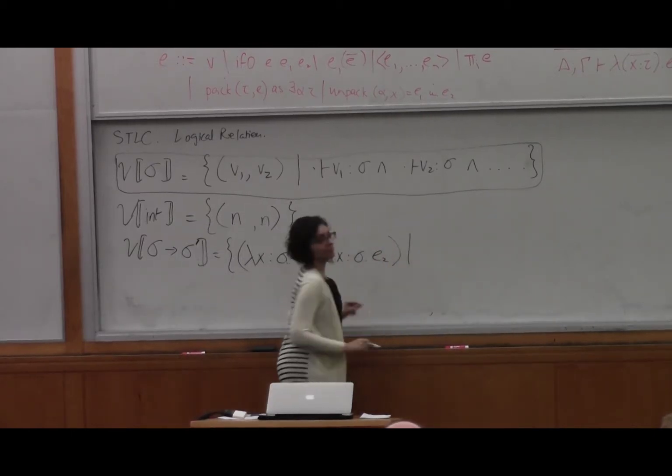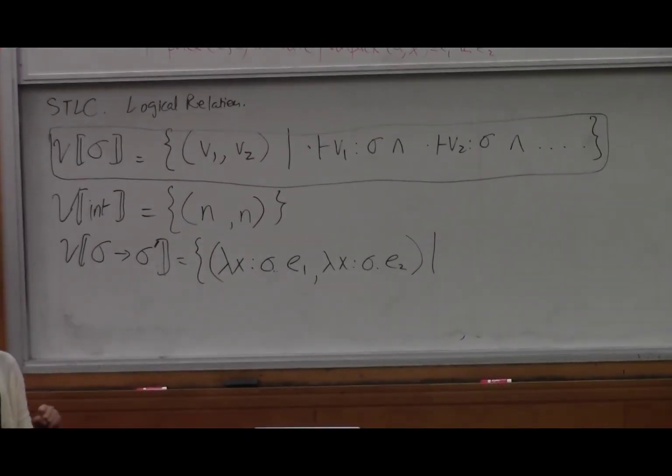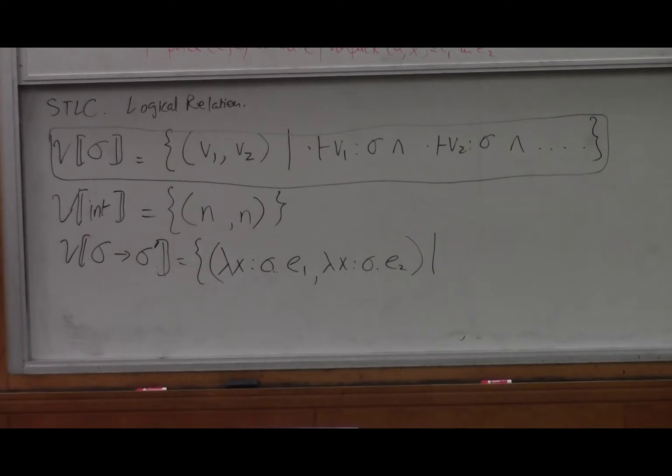So when are these two lambdas related? How do I check that? How do I specify that? I'm assuming that they're both sigma to sigma prime, have that type, and they're closed. How do I check when two functions are related? If you put it in some evaluation context, the result is equal.